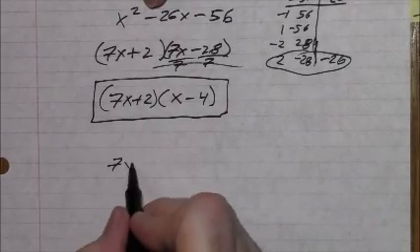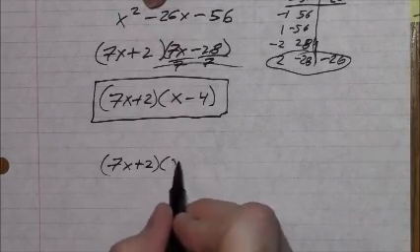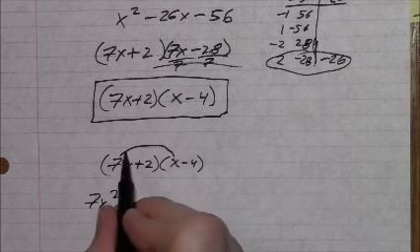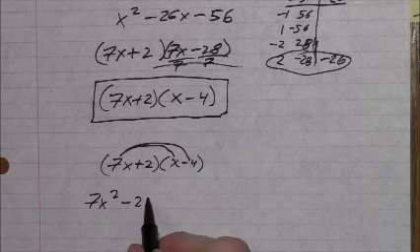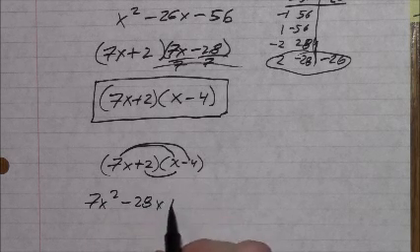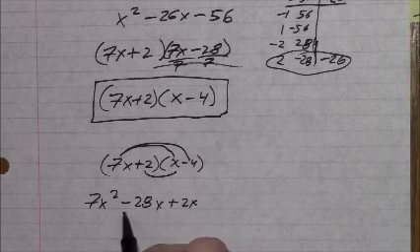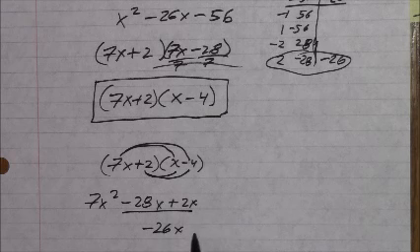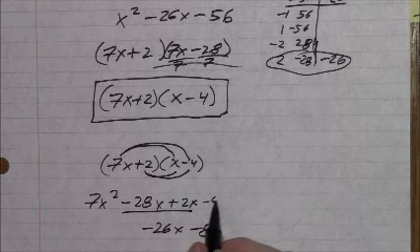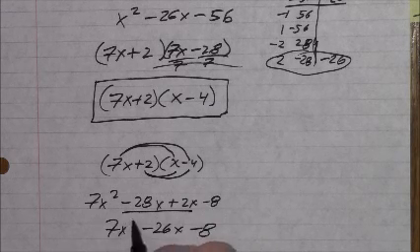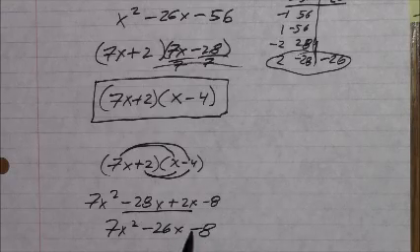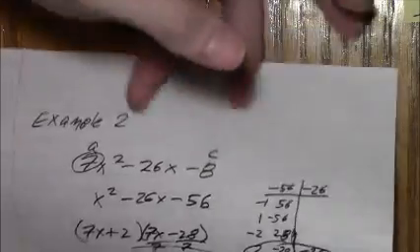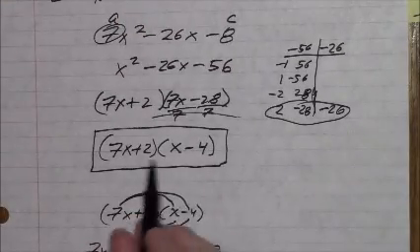Let's check it. Seven x times x, there's our 7x squared. This makes negative 28x. This makes plus 2x. And here you can see we're going to get a negative 26x. And here we're going to get the negative 8. I put it there and now I'll simplify it. 7x squared minus 26x minus 8. So that means that this is the correct answer.